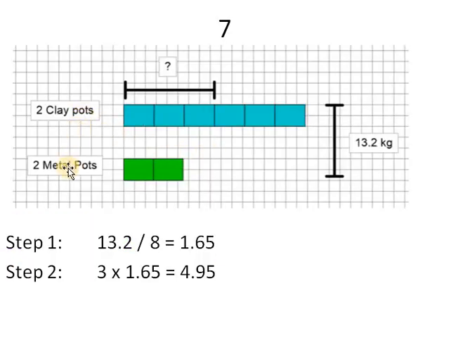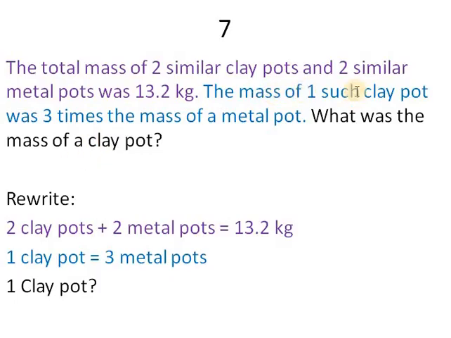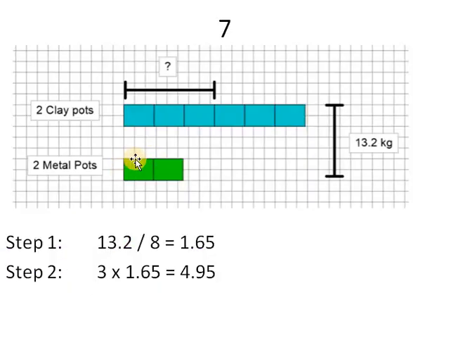So 2 clay pots and 2 metal pots, and the total mass of the 2 clay pots and 2 metal pots was 13.2 kilograms. Then we draw the second sentence, which is that the mass of one clay pot is 3 times the metal pot. So we can see one clay pot, one metal pot, one metal pot, 2 metal pots, and then this one is 2 clay pots. One metal pot compared with one clay pot, one clay pot should be 3 times of metal pots.